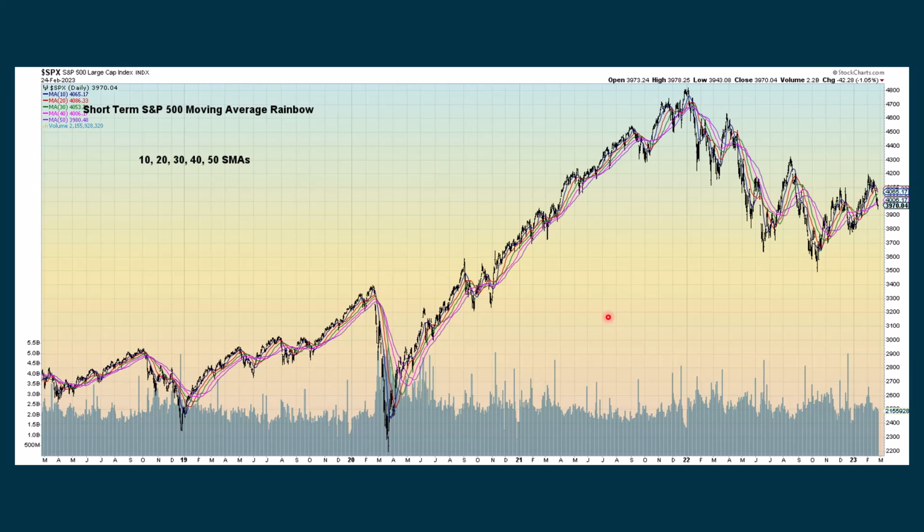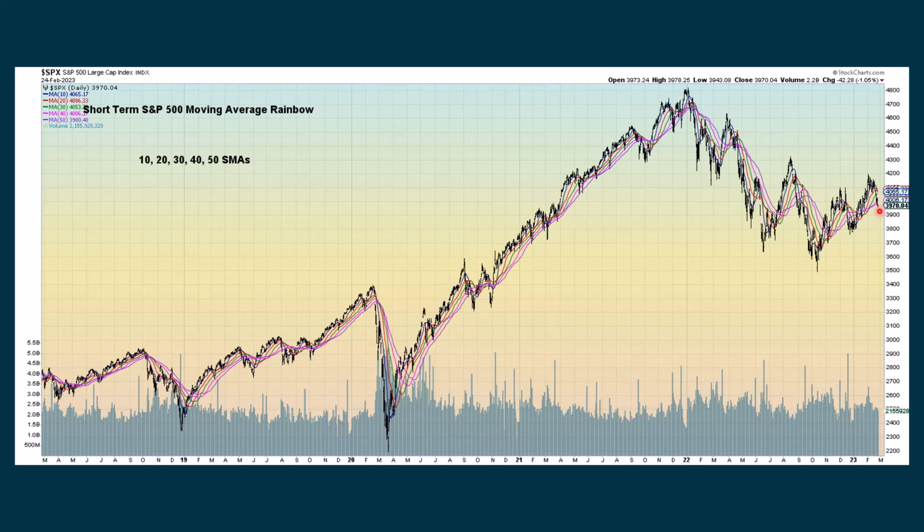Another thing that we look at is the short-term rainbow. This is 10-period moving averages all the way up to 50 in different colors, so it looks kind of cool. When we're going higher with the S&P, this rainbow tends to go up and vice versa. Well, we had been going up nicely, but now we're starting to come back down and slice through the rainbow.